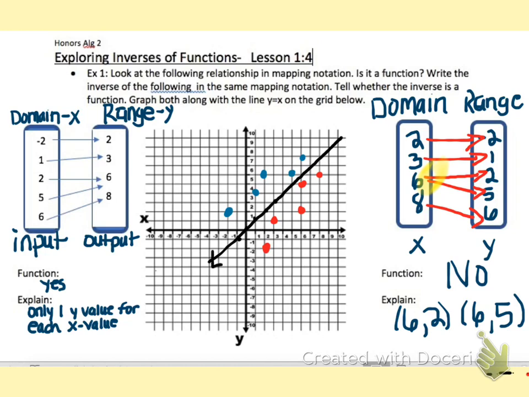And what I notice in every one of these cases is that the point from the original relation is now the reflection in the inverse function. So one way to tell if a relation is an inverse of another is to see if the graphs are reflections of each other over the line y equals x.